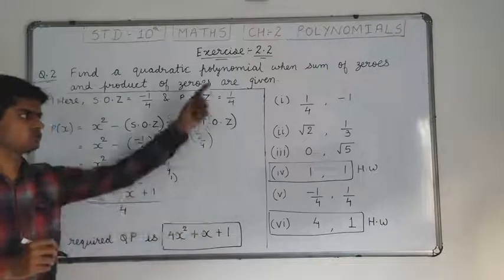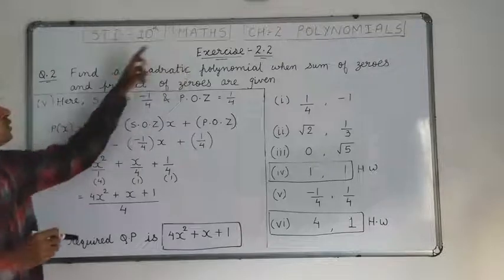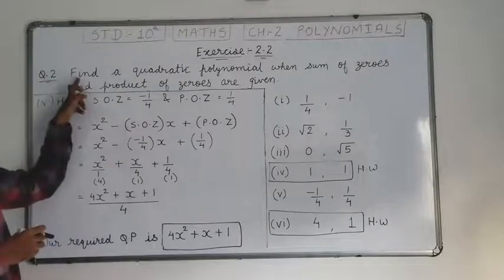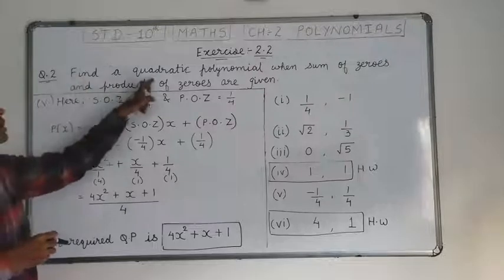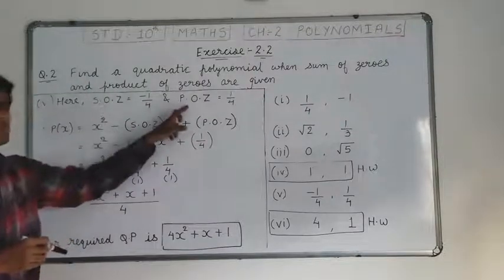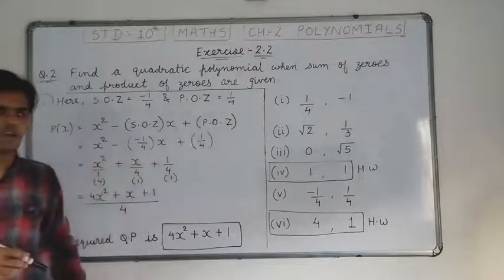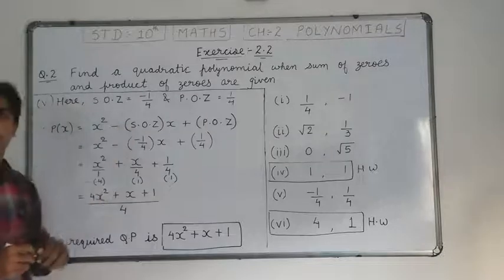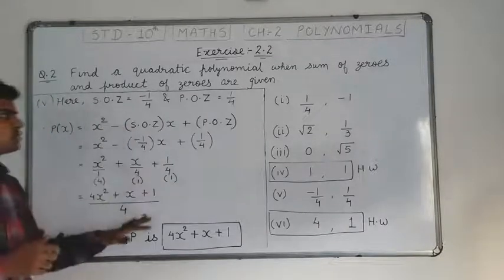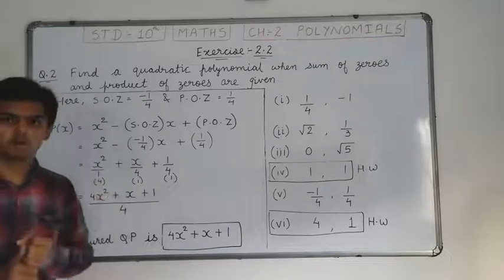Understood? So this was your exercise 2.2, question number 2. Be careful about what is given in the question. You have to find a quadratic polynomial from sum of zeros and product of zeros, and you have to remember this formula. If you remember this formula, then the sum will be very easy for you. Hope you have understood this formula and this exercise 2.2.